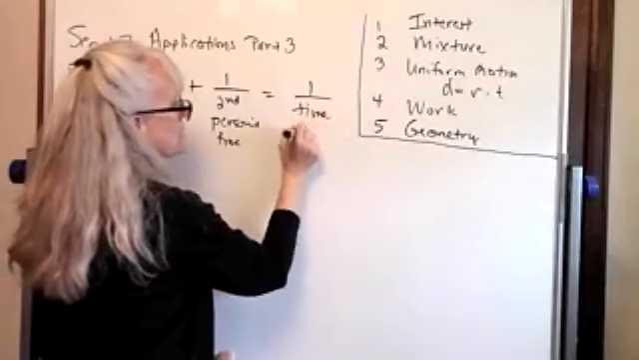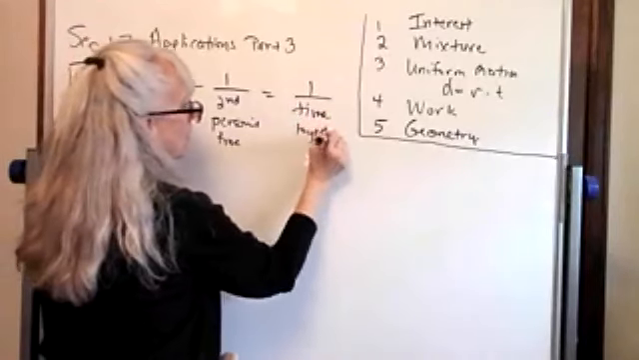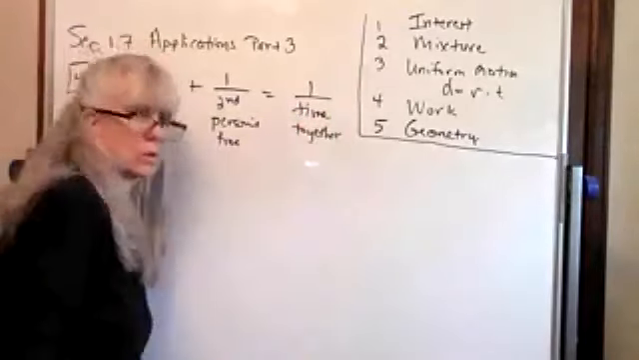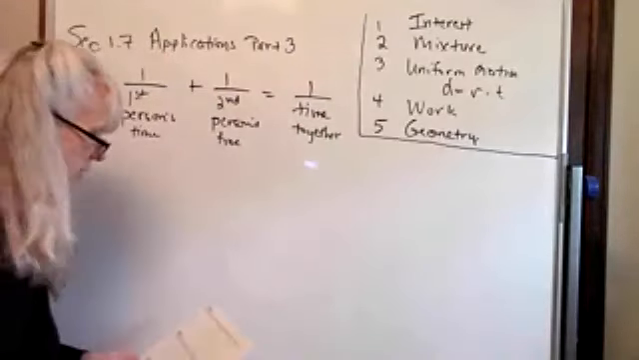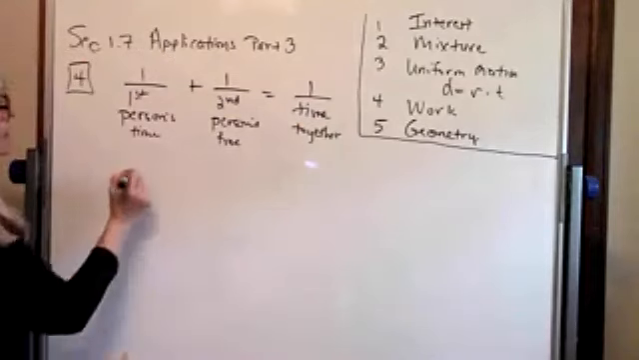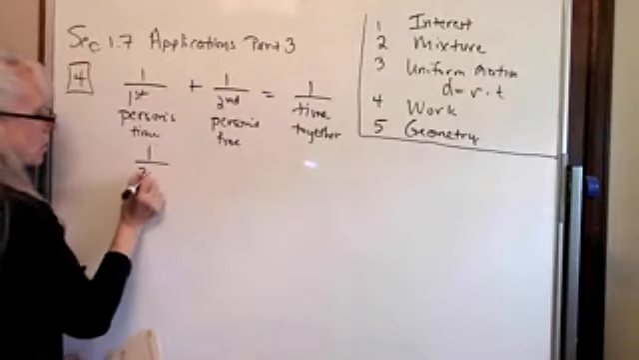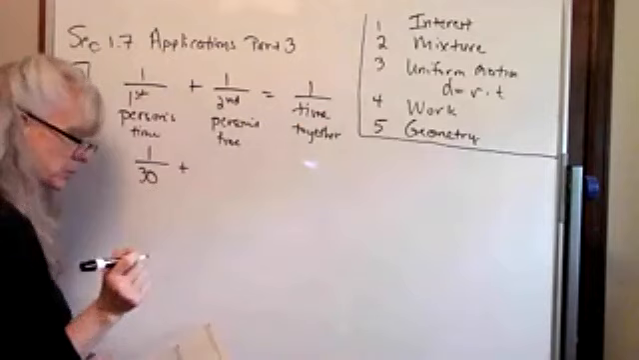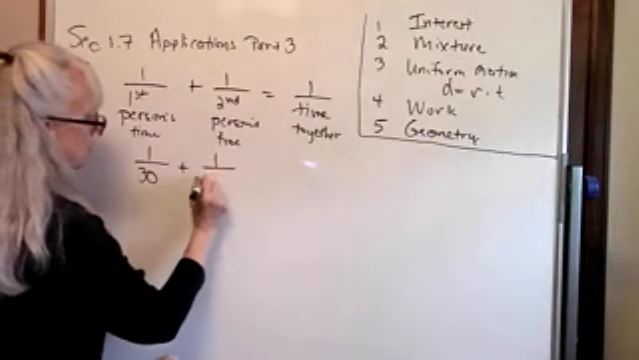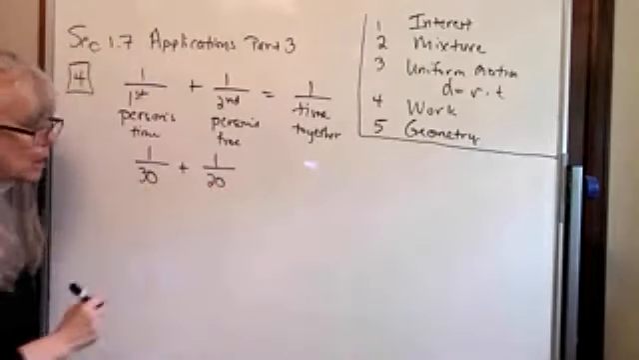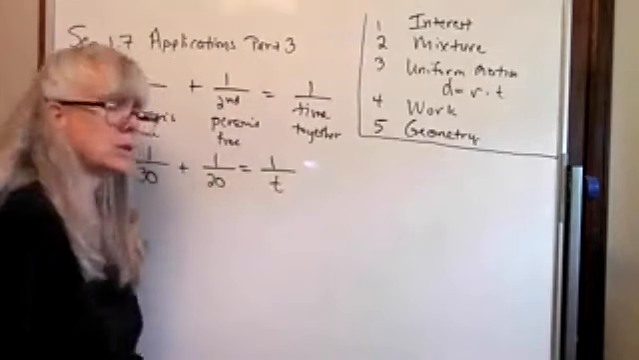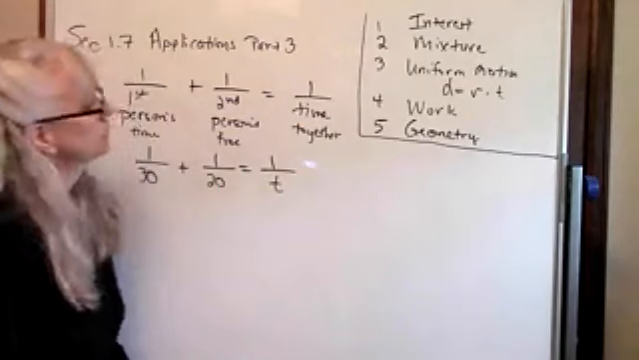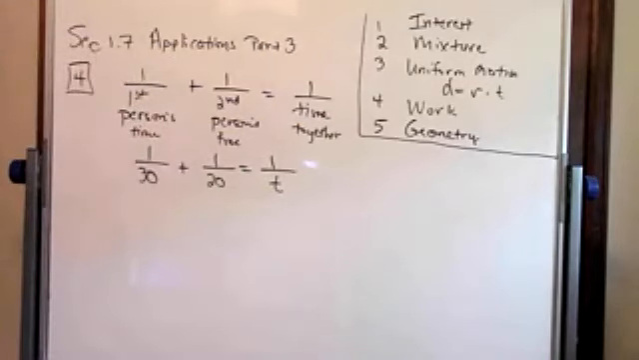So time taken, which is usually what we're looking for, is the unknown. So for this particular problem, we know that the first person can do it in 30 minutes. So we're going to write 1 over 30. The second person can do it in 20 minutes. So literally, I'm going to write 1 over 20. What we're looking for is the time working together, and I like to be descriptive, so I'm going to use T for time.